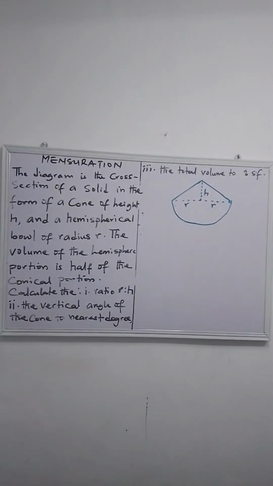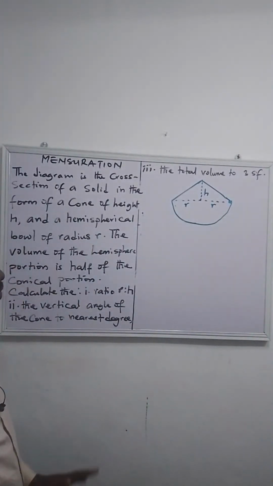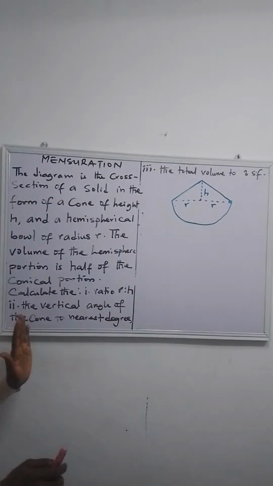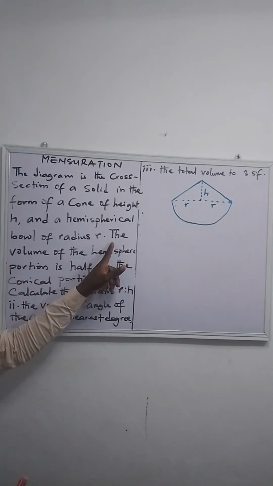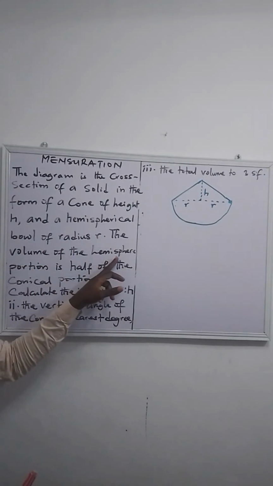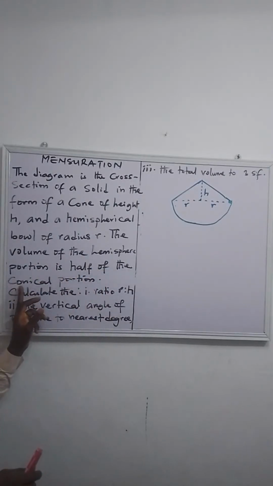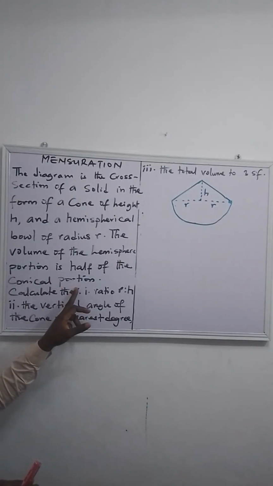All right, I want to believe every one of you can hear me. Okay. So now let's look at what we have here. So we have the radius, we have the height, but I want us to pay attention to these details here. Now, the volume of the hemisphere portion is half of the volume of the conical portion. All right, so that is where we're going to begin from.